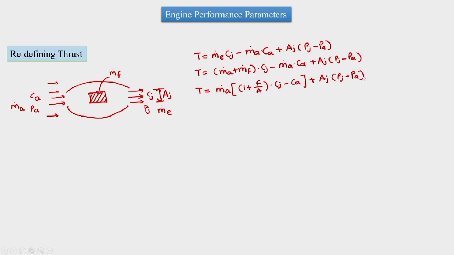What we derived in the earlier case was only Cj minus Ca. We had not accounted for this term, which basically accounts for the fuel air ratio. Here our earlier assumption was that the fuel air ratio is negligible. So, when we account for the fuel air ratio, the formula changes to T equals m dot A into (1 plus F by A, which is the fuel air ratio) into (Cj minus Ca), plus the pressure component of the thrust.